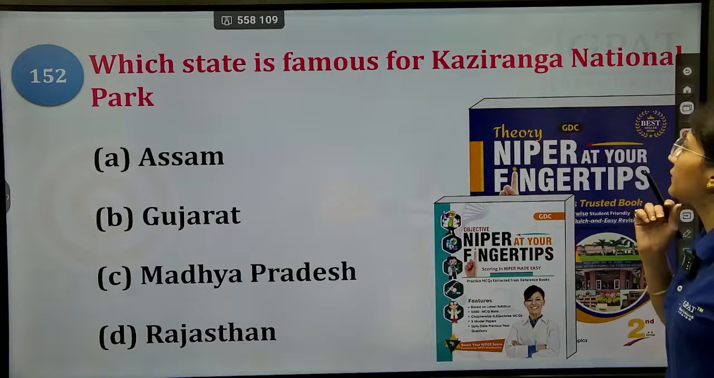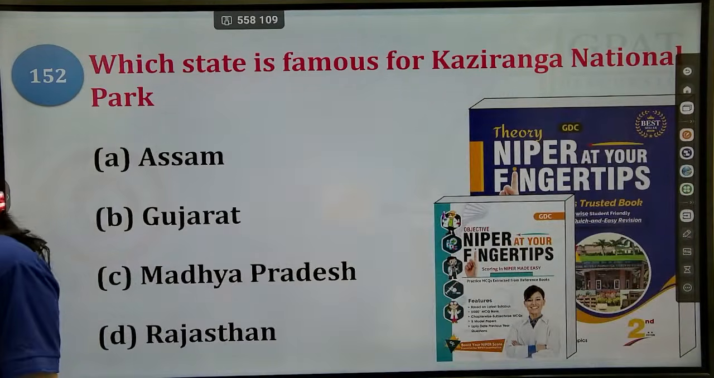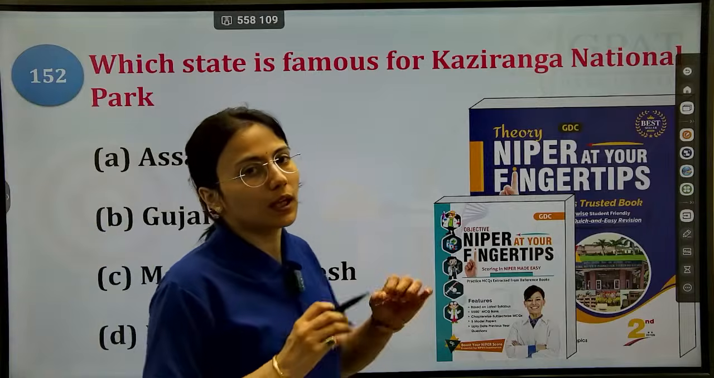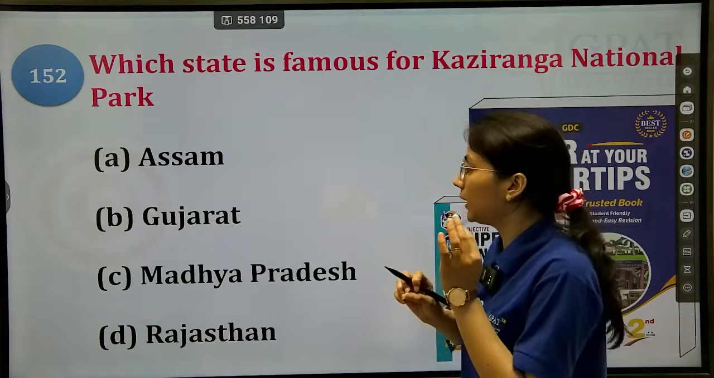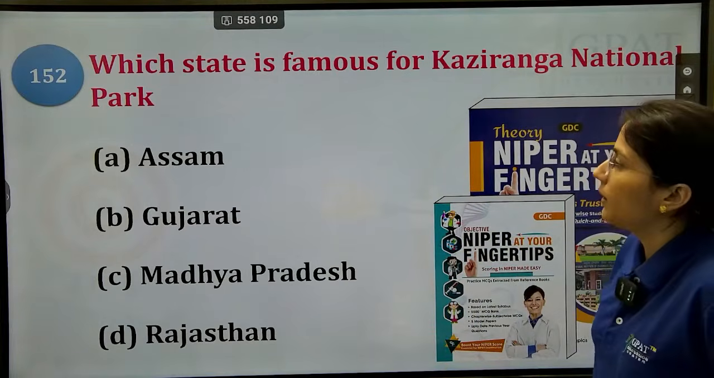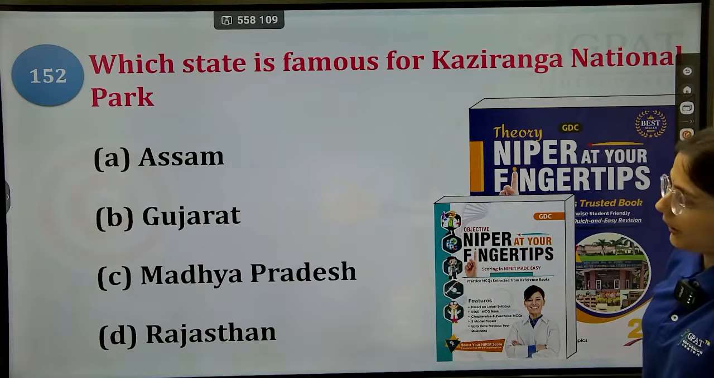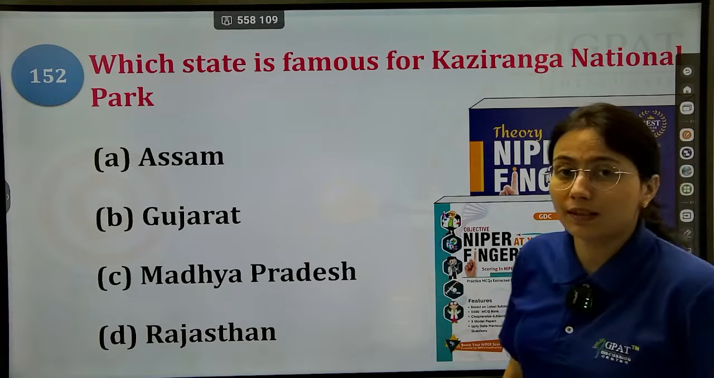Which state is famous for Kaziranga National Park? Assam, Gujarat, Madhya Pradesh, Rajasthan. In which state is Kaziranga National Park? Assam, Gujarat, Madhya Pradesh, Rajasthan.